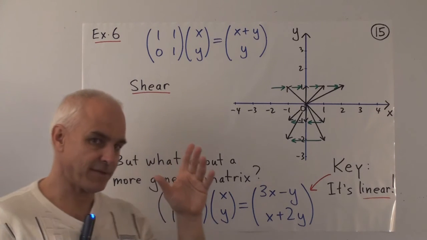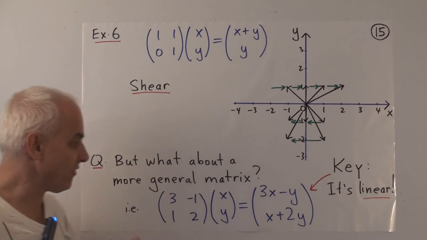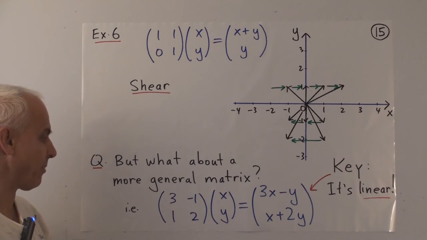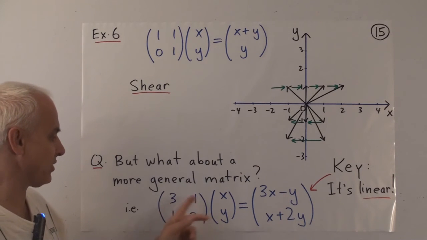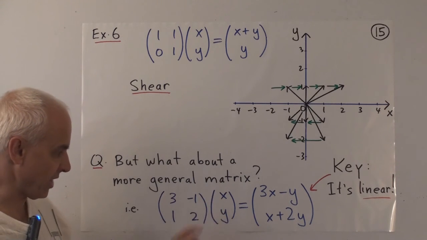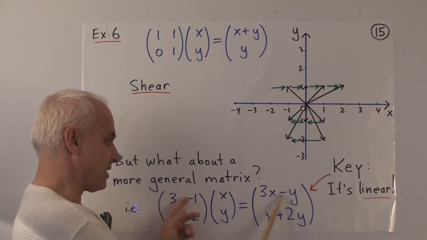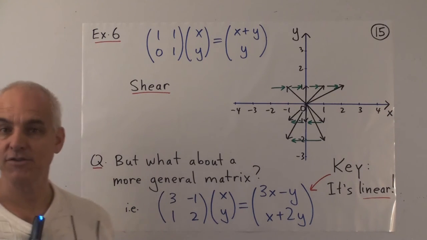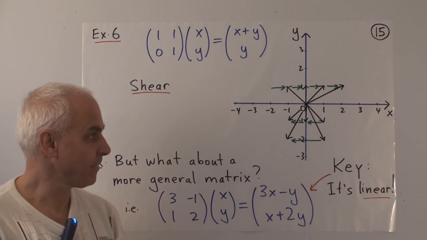It's suggesting that it's going to be a little bit perhaps tricky to visualize an arbitrary or more general transformation. So for example, suppose we have the matrix 3 minus 1, 1, 2, which sends the vector xy to the combination 3x minus y and x plus 2y. How are we going to visualize that?